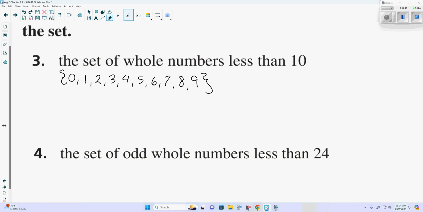That's it. The set of whole numbers less than 10. Now, if you wanted to write it the other way, that's perfectly fine. 9, 8, 7, 6, 5, 4, 3, 2, 1, 0. Both will work. They're both a set.